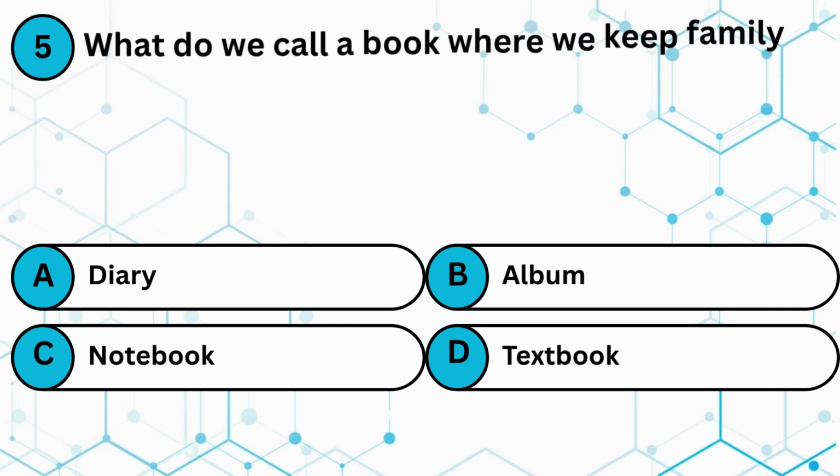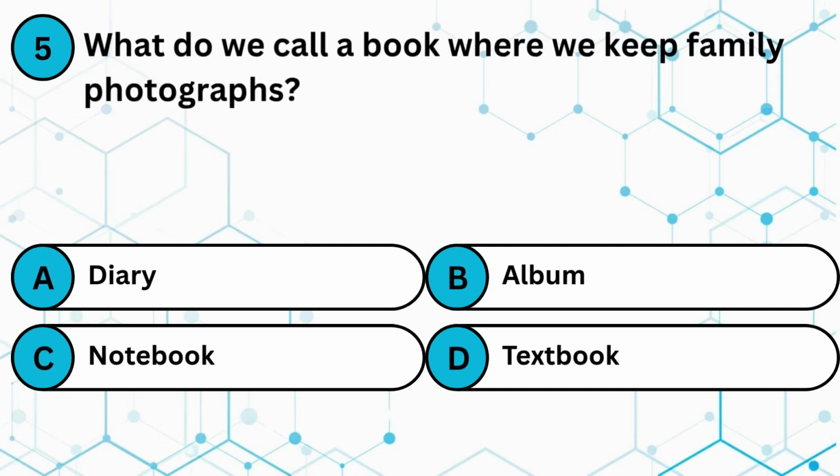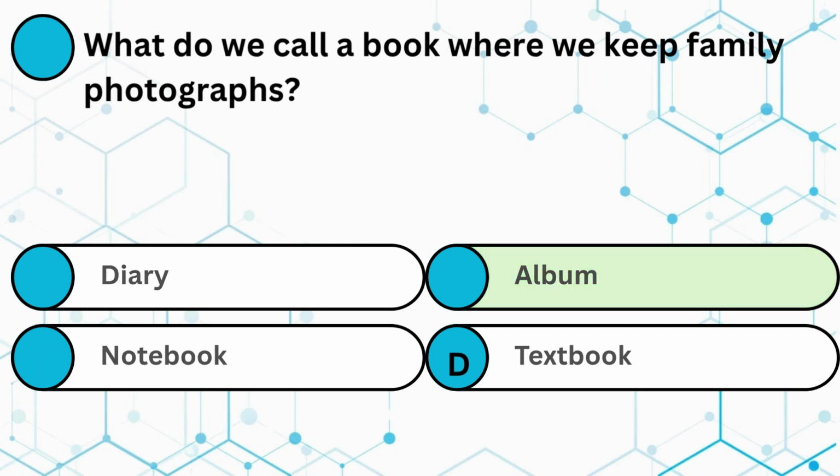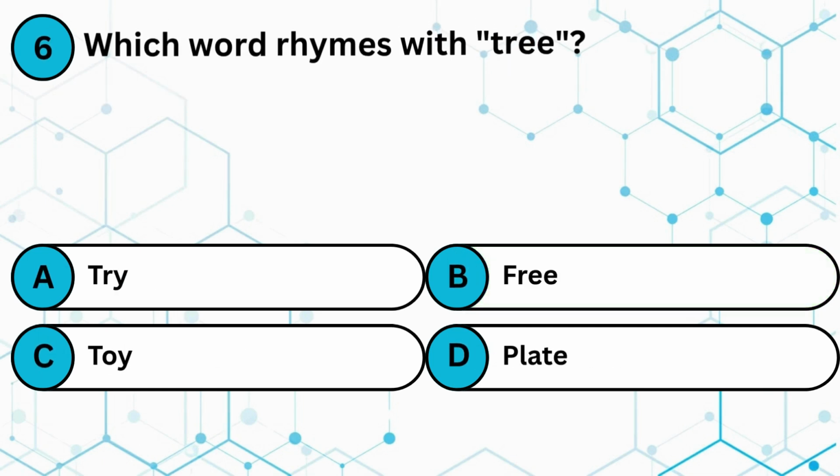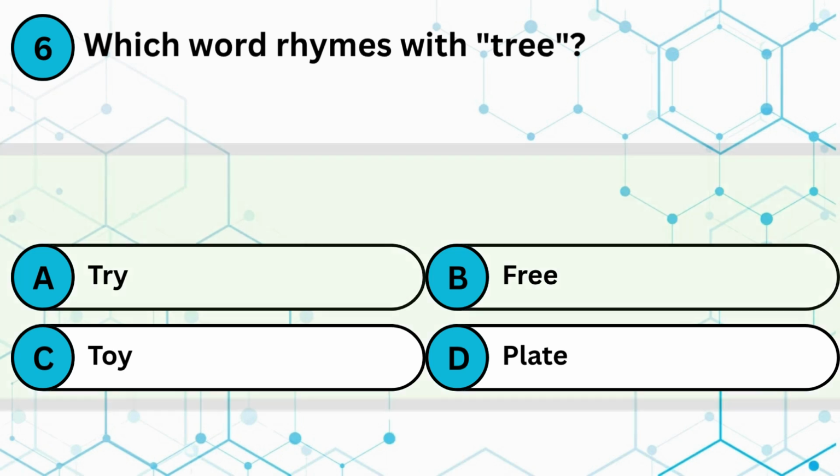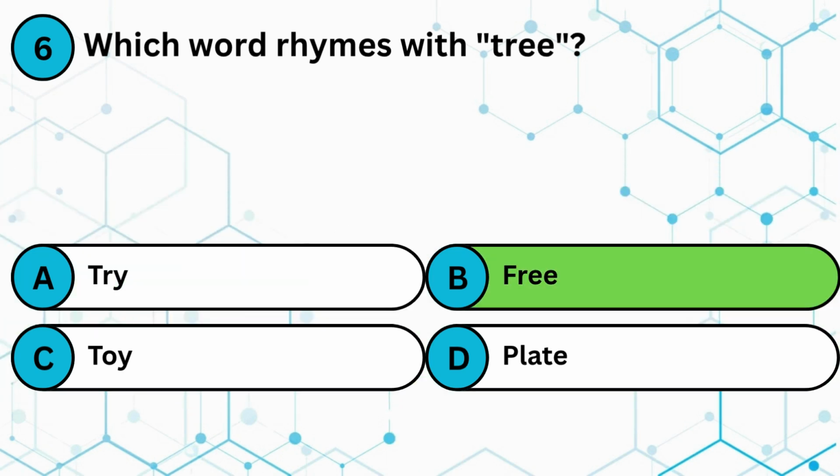What do we call a book where we keep family photographs? Correct answer is album. Which word rhymes with tree? Correct answer is free.